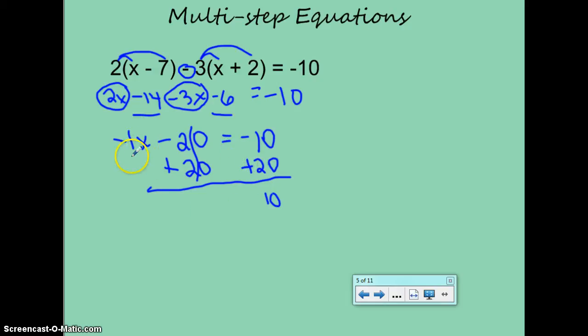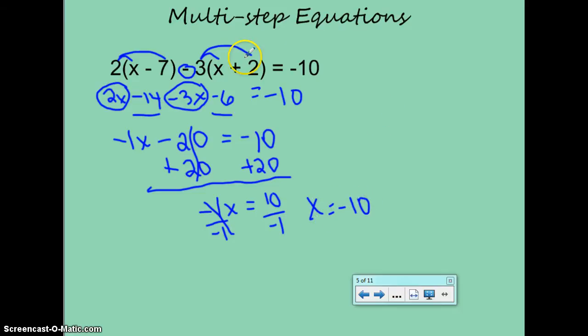Over here, I did not cross this out, so I bring it down. Negative 1x equals 10. I still have this negative 1 I need to deal with, so I'm going to divide it out. If you divide by negative 1 here, you divide by negative 1 here. That gets me x equals negative 10.